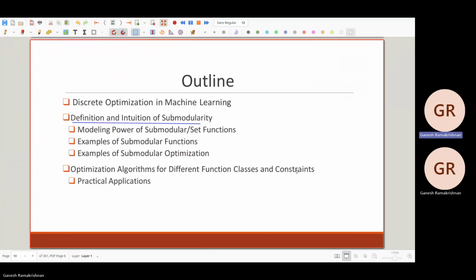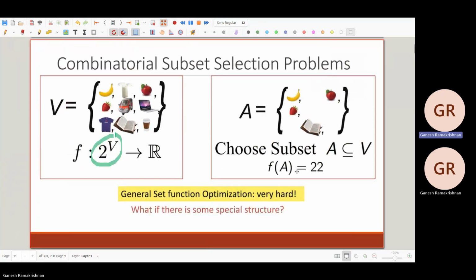I'll deal with this very quickly with this class of functions called submodular functions. The idea behind submodularity is that while general set optimization, combinatorial optimization, is very hard, if there's a structure to the space of functions, then both maximization and minimization can exploit that structure to different degrees. I won't talk about minimization.